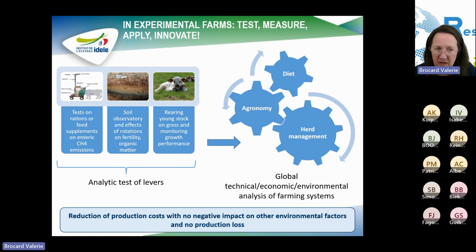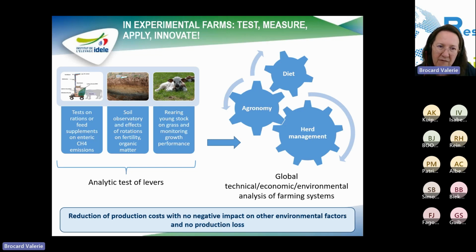First, we can make some specific tests, for instance, on specific diets or feed supplements, and measure some enteric emissions with equipment like GreenFeed, and this is much harder to do on commercial farms. And we will create a much bigger data set of results if we do it on experimental farms on a regular basis.